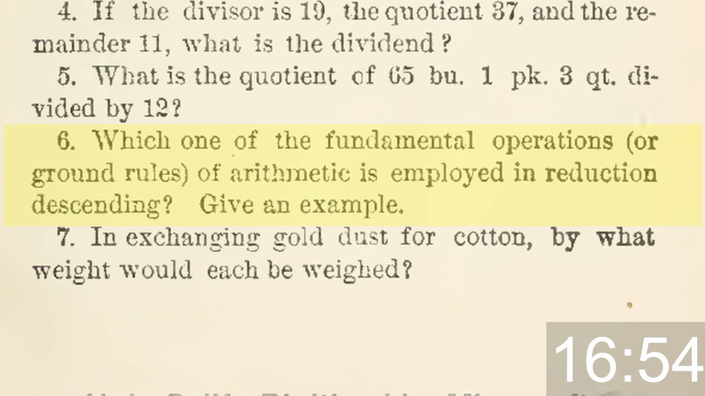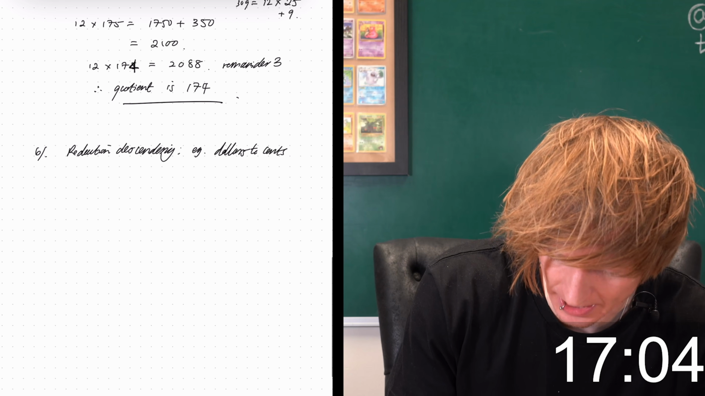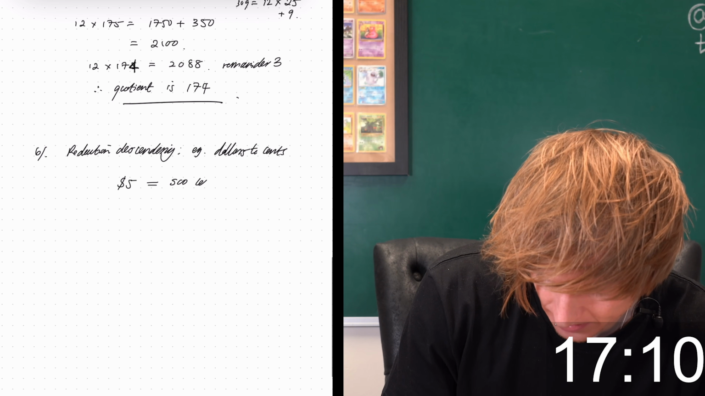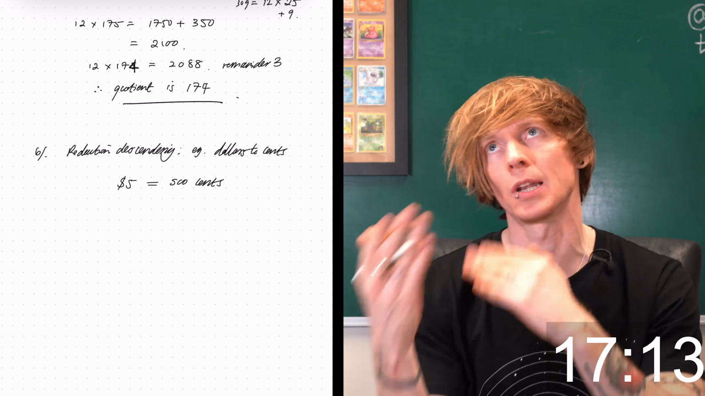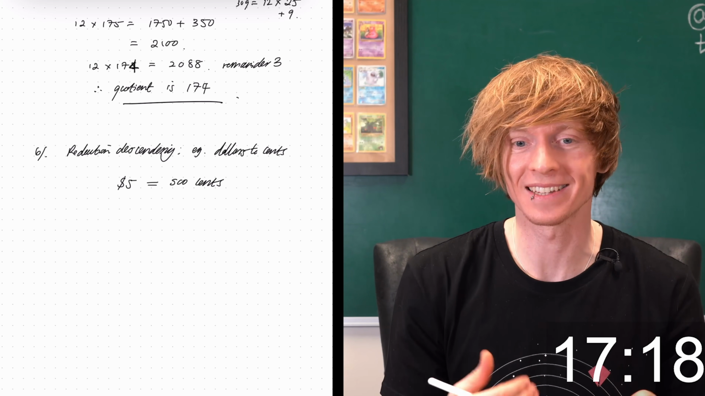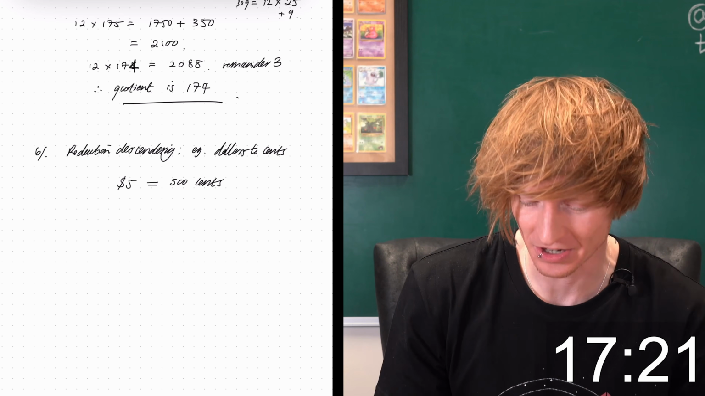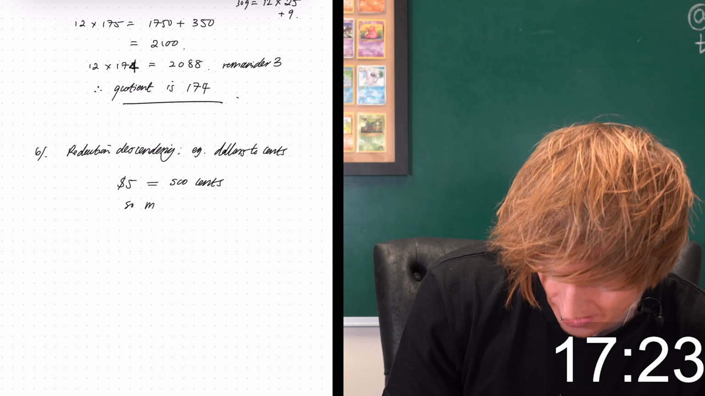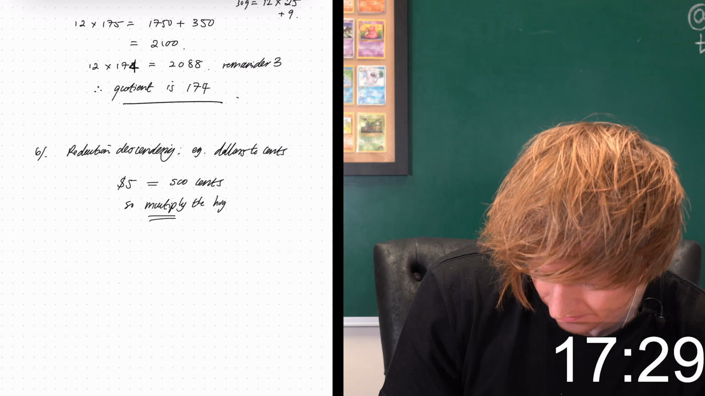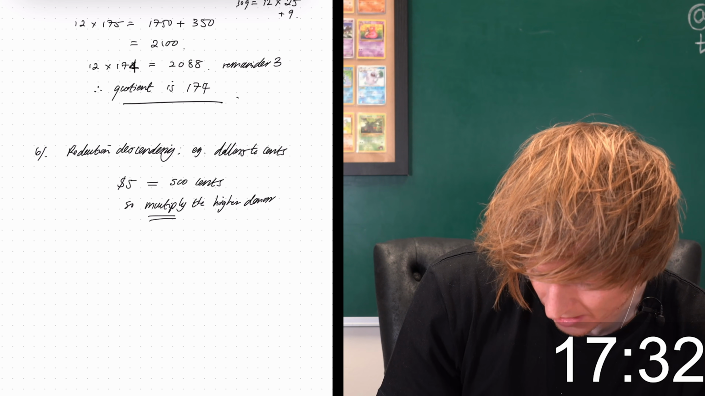So what was the actual question asking me to do now? Which one of the fundamental operations of arithmetic is employed? So let's suppose I had like $5, then that's equal to 500 cents. So to go from the higher one to the lower one, you are multiplying. So I would argue that multiplication is the fundamental operation that we're wanting to use. So you multiply the higher denomination to get the lower one.